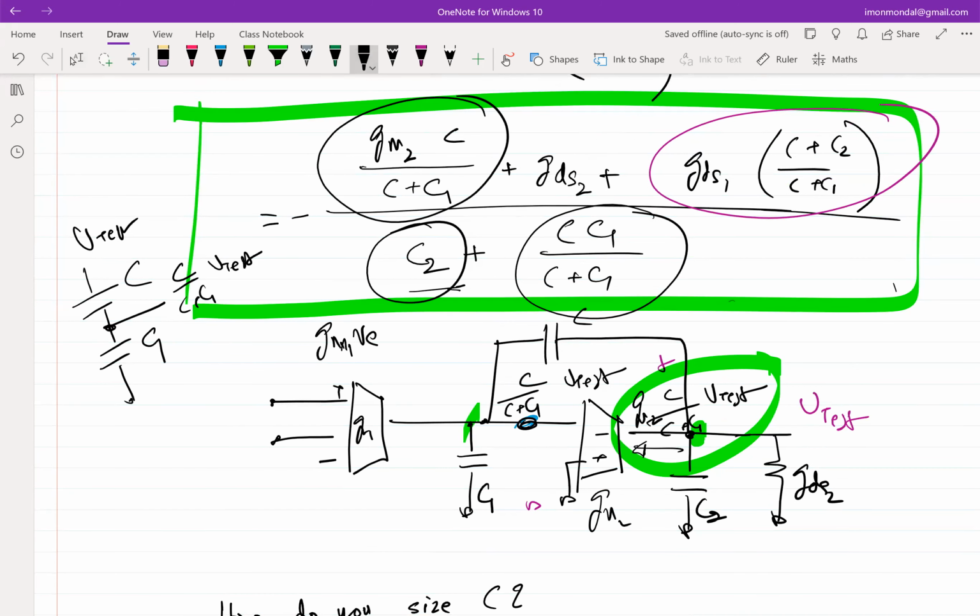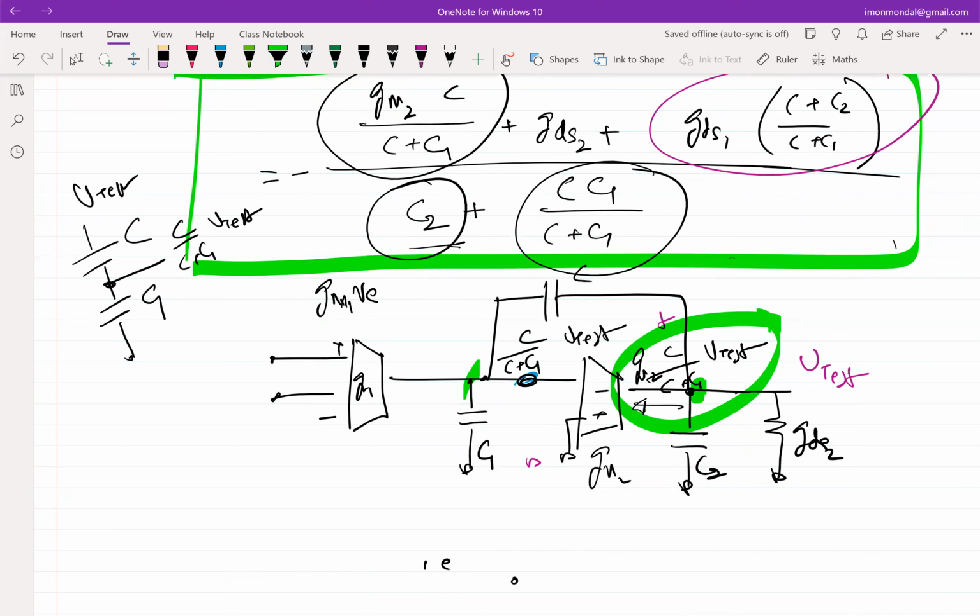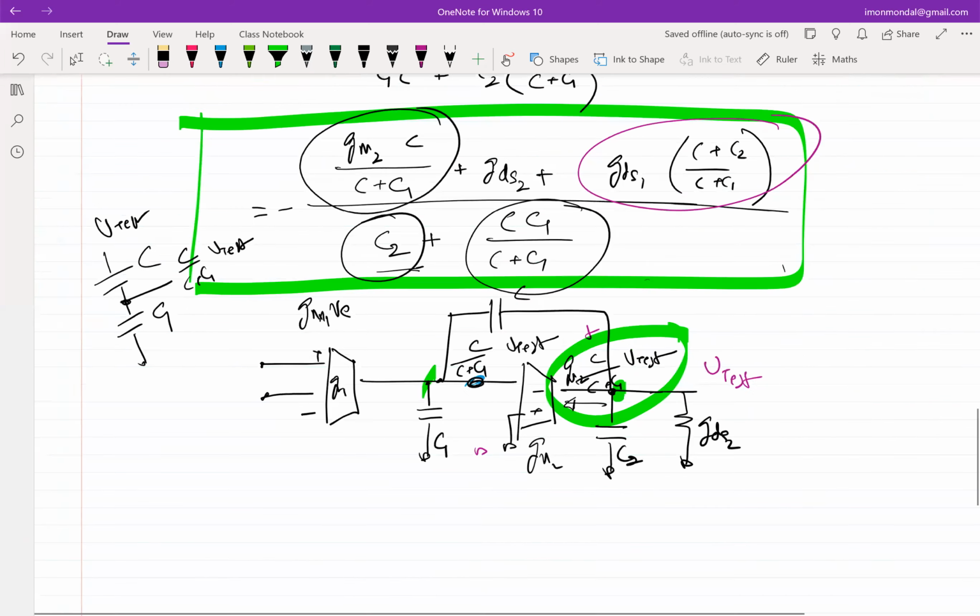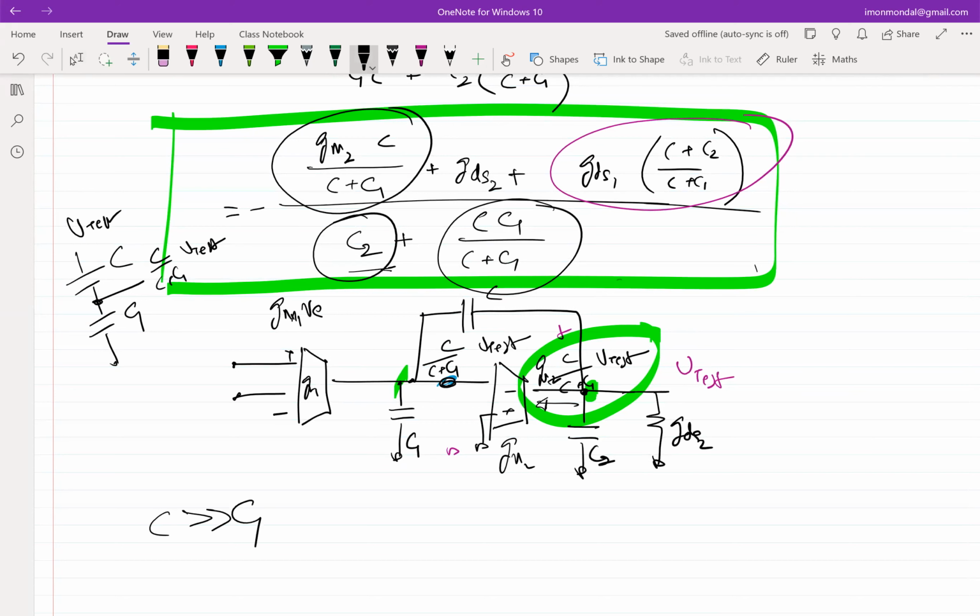So let's do an approximation again. Let's assume that C is much greater than C1. So what is the dominant term on the top? It will be GM2. Everything else is of the order of GDS, so I neglect it. And this is of the same order, C1, so this will be GM2 by 2, let's say. Okay. What is the denominator? It will be C2 plus C1 by C plus C1 equals C by 2.